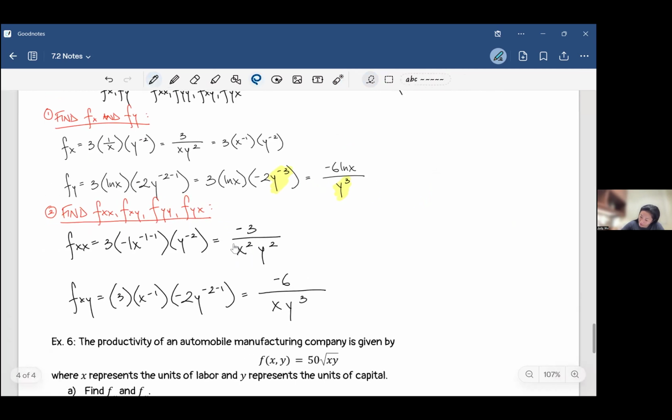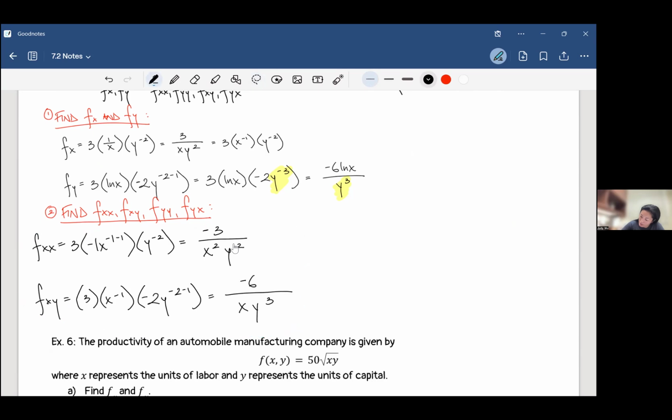All right, I think I did a little bit better on leaving myself space this time, but let me scooch that over a little bit. And let's find our fyy. Fyy means I start from my fy, right? And I want to use the form where I can see the powers. This one, it's nicer to look at, but it's harder to take the derivative of. So when I take that derivative, I get 3 natural log x. All right, power rule time. Negative 2 times negative 3 is a positive 6, y to the negative 4. And I can rewrite that as 18 natural log x over y to the 4th.